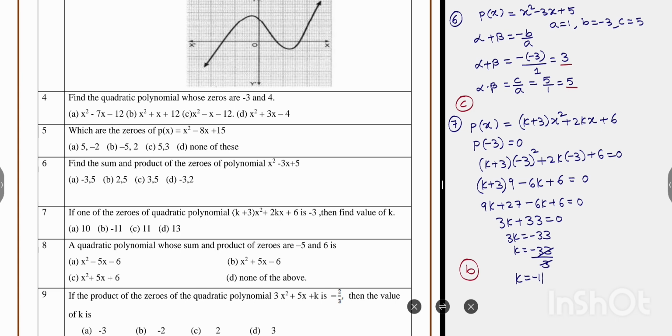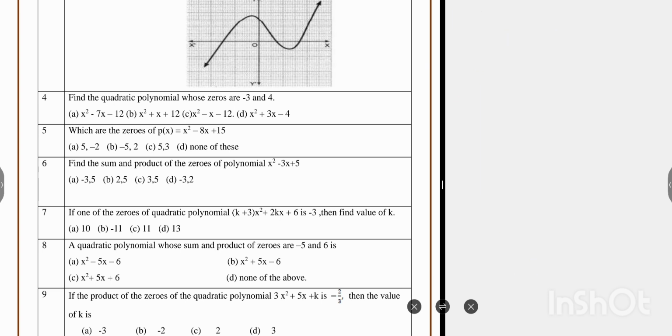Now the quadratic polynomial whose sum and product of the zeros are minus 5 and 6. So this is again a similar problem we have done before. Question number 8. What is the formula? K into x square minus sx plus p. Here, what is given as the sum of zeros? Directly the sum of zeros and product of zeros is given. So no need to find alpha and beta. We have to be very careful here whether sum and product are given or only zeros are given.